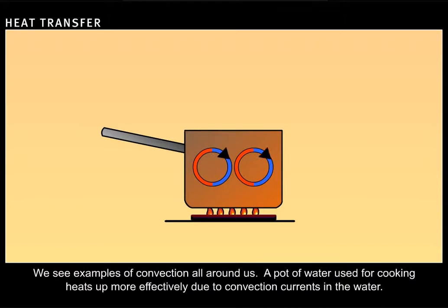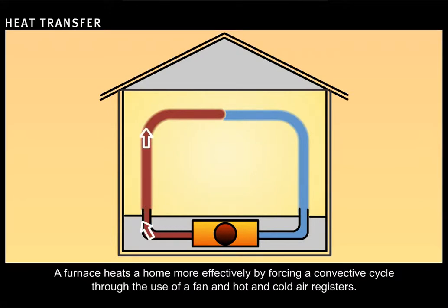A pot of water used for cooking heats up more effectively due to convection currents in the water. A furnace heats a home more effectively by forcing a convective cycle through the use of a fan and hot and cold air registers.